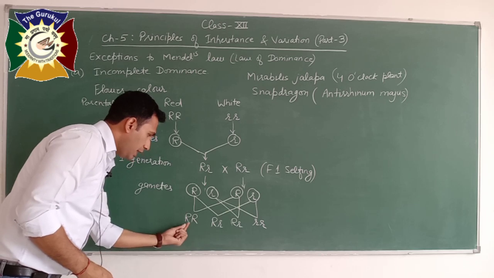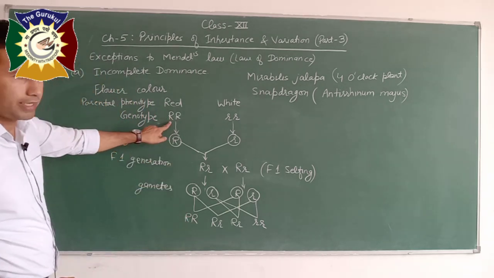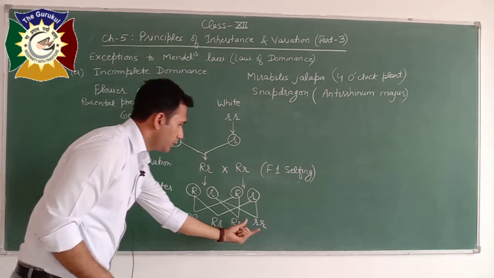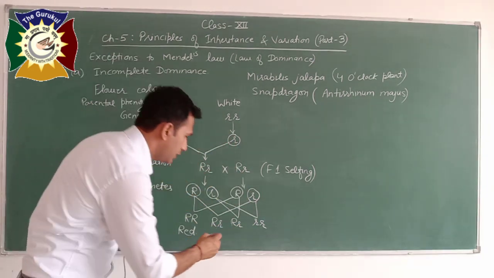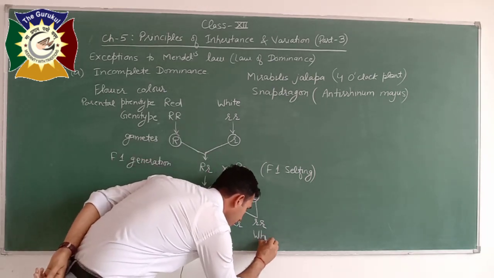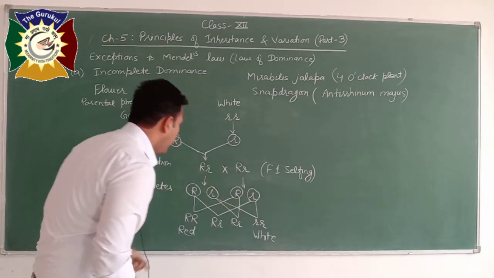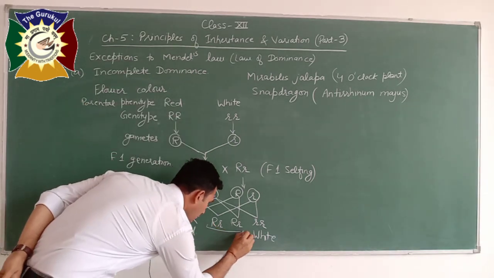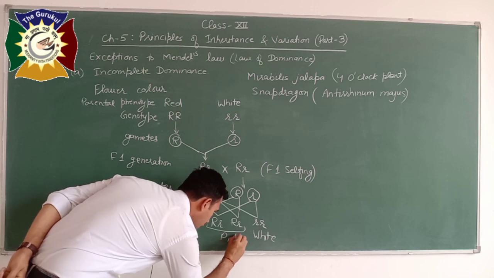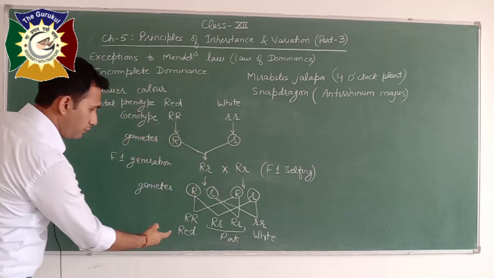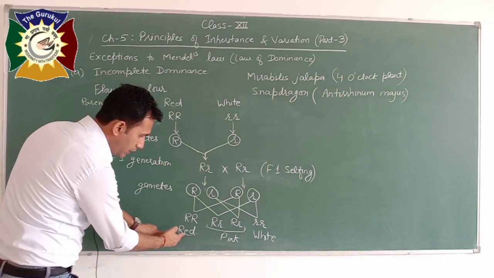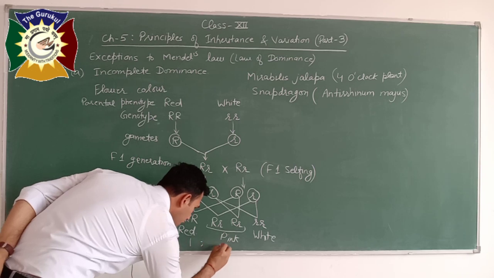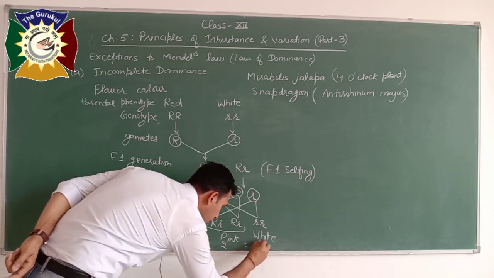So due to capital R, what will be the phenotype? Red. Small r, white. And capital R and small r, it will be pink. So these both are pink. So the phenotypic ratio is 1:2:1.